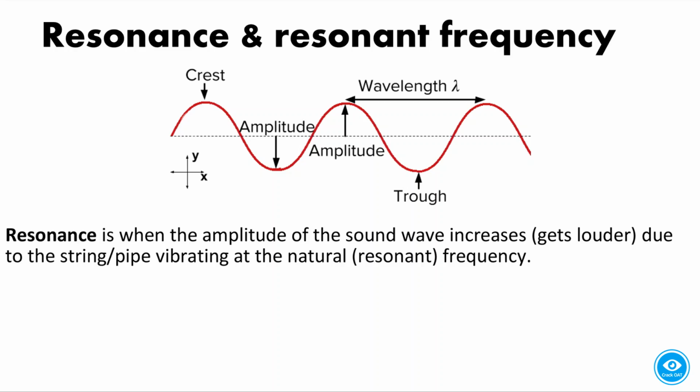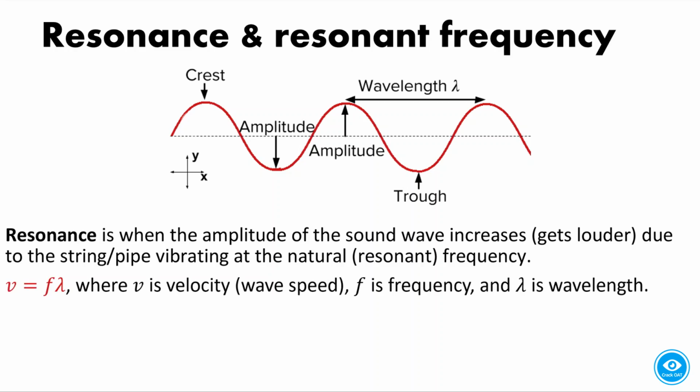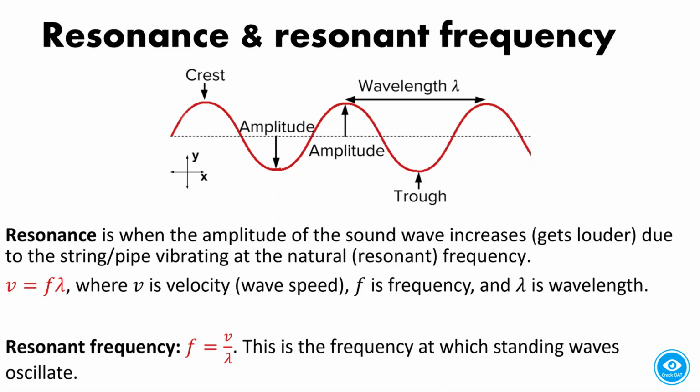And in order to find this, we use the equation velocity equals frequency times wavelength. Now what we want is the frequency, so we take the velocity of the sound and divide that by the wavelength.